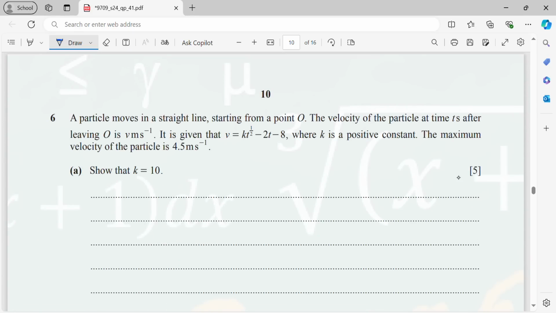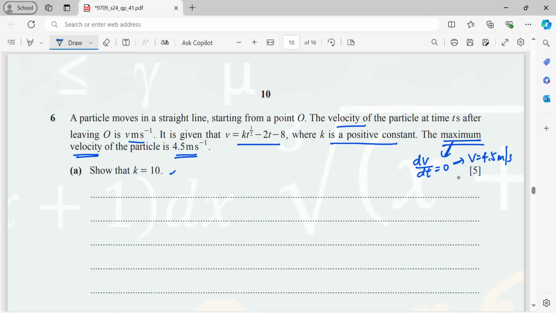Okay, question number 6. A particle moves in a straight line starting from a point O. The velocity of the particle at time t seconds after leaving O is v meters per second, given by the expression, where k is a positive constant. Now the maximum velocity of the particle is 4.5 meters per second. Because this is a maximum, you need to find dv/dt equals to 0. Then your v equals to 4.5 meters per second. Now show that k equals to 10.